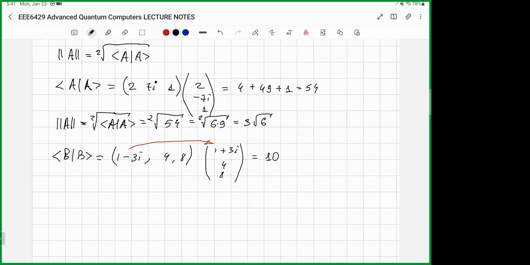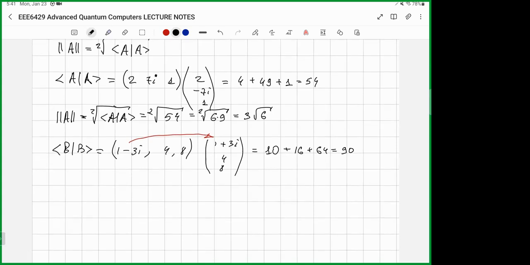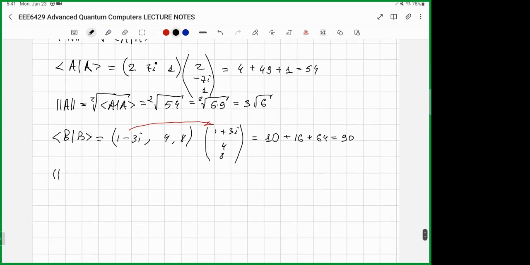The 10, then plus 4 by 4, 16, plus 8 by 8, 64, which is equal to 90. Right. So the norm of vector b is equal to the square root of 90. 90 is 10 times 9, so I can write this as 3 square root of 10.